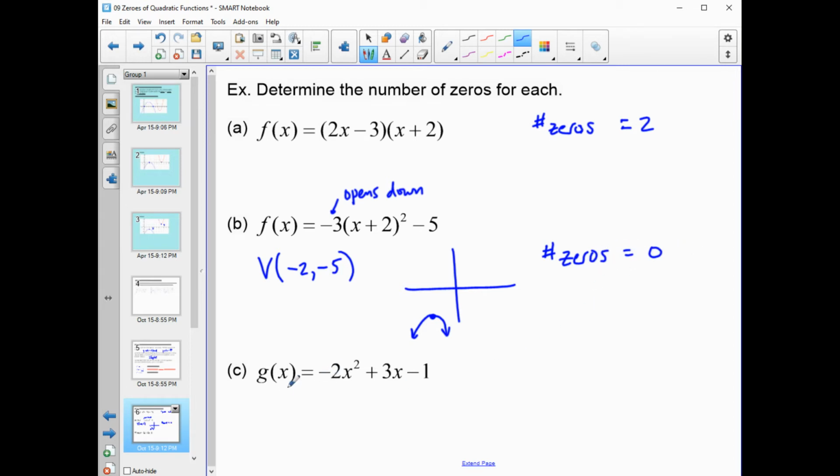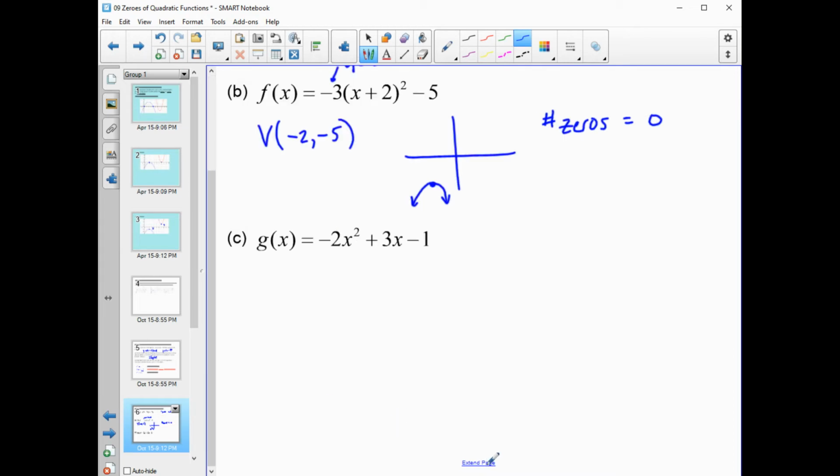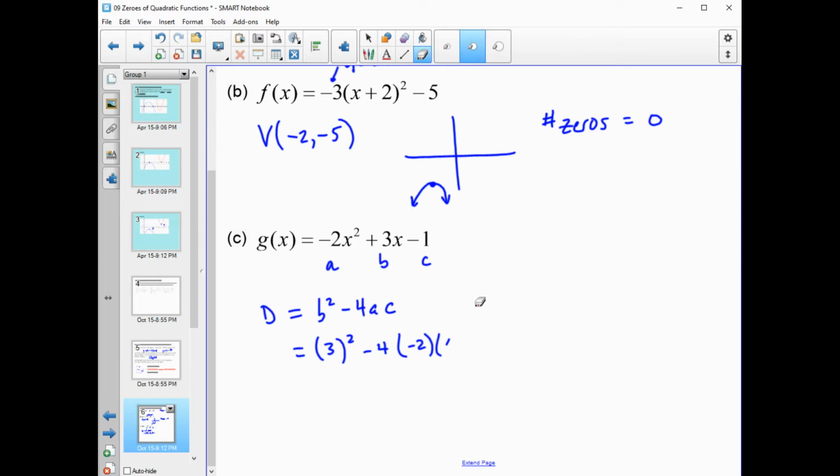And then finally, we have standard form. And in standard form, we have -2x squared plus 3x minus 1. That's your A, that's your B, that's your C. And then we use the discriminant. The discriminant is defined as b squared minus 4ac. So I'm going to check using b, which is 3. So that's going to be 3 squared minus 4 times a, which is -2, times c, which is, I was about to write 1, but it's actually -1.